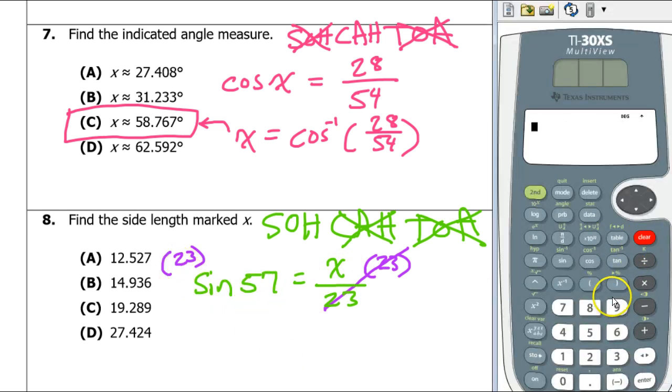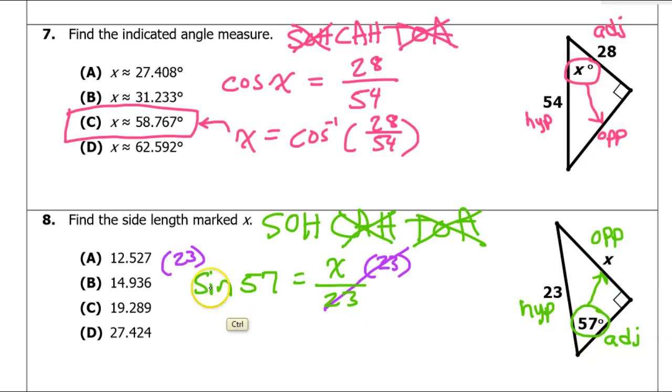And that's easy to type in the calculator. 23 sine 57. So that's 19.289. So that's going to be right here. The answer is C.